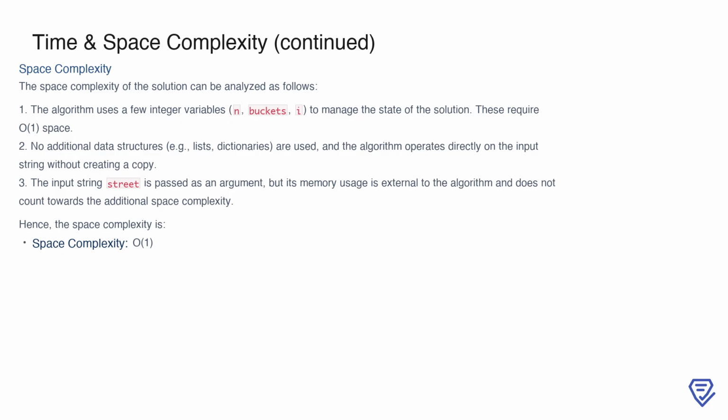The space complexity of the solution is determined by the resources used during execution. Here, the algorithm uses a few integer variables, such as n, buckets, and I, to keep track of the state. These variables require only constant space, or O(1). Additionally, no extra data structures like arrays or dictionaries are introduced, and the algorithm works directly on the input string without creating any copies. The memory used for the input string is external to the algorithm and doesn't count towards the additional space complexity. As a result, the space complexity remains constant, or O(1).